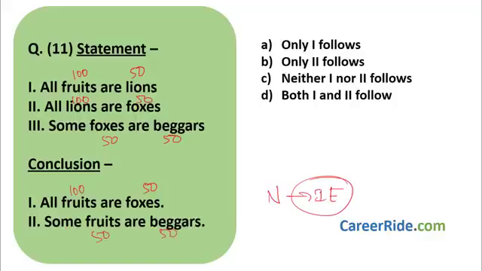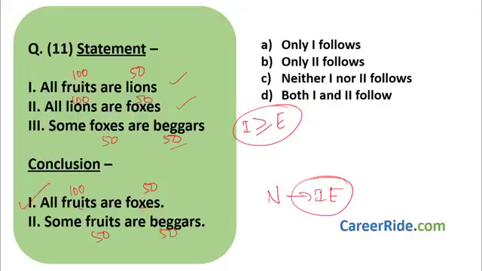First conclusion, all fruits are foxes. Fruits and foxes. This sentence is for fruits, this is for foxes. Common word, lions. Yes, one lion is 100, so we can go ahead. Fruit income is 100, fruit expenditure is 100. Condition satisfied. What is the condition? Income should be greater than or equal to expenditure. Next, foxes income 50, foxes expenditure 50. Condition satisfied, valid conclusion.